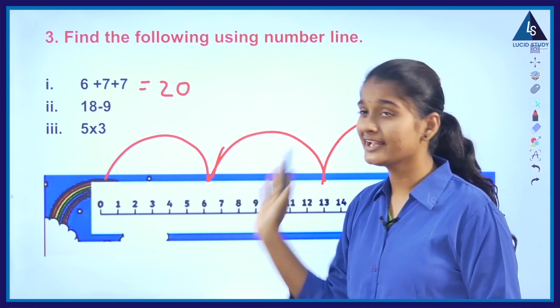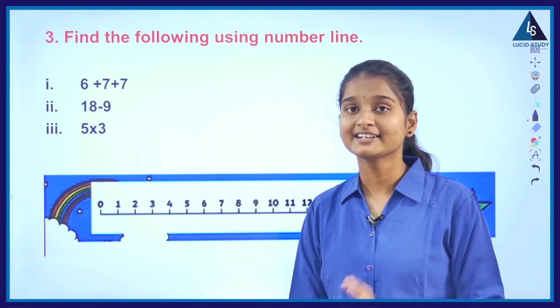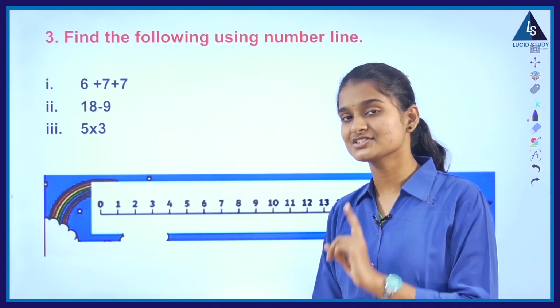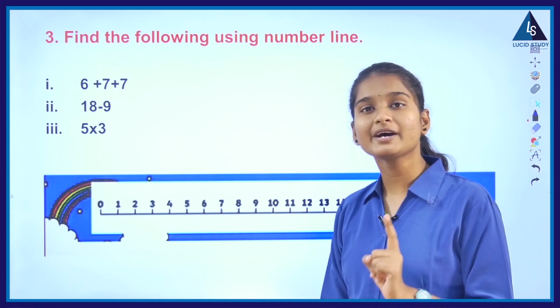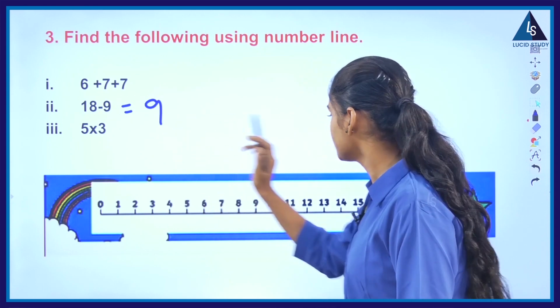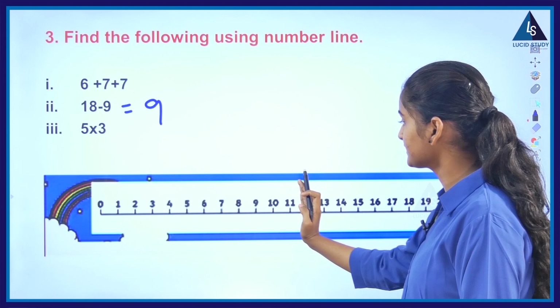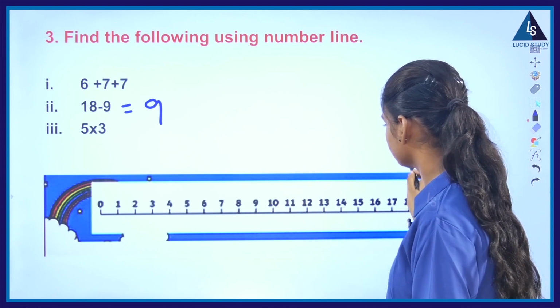Now the next one, 18 minus 9. What is 18 minus 9? 9 plus 9 is equal to 18. So 18 minus 9 is equal to 9. So from 18, 1, 2, 3, 4, 5, 6, 7, 8, 9.